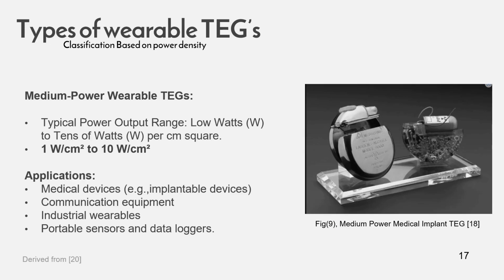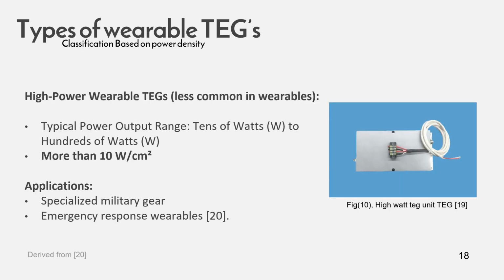And coming on to the next classification, medium power wearable TEGs. These are TEGs which are capable of producing energy in the range of 1 watt per centimeter square to 10 watt per centimeter square, and the applications are medical devices, for example implantable devices, communication equipment, industrial wearables, portable sensors, and data loggers. Coming on to the third classification, it's the high power wearable TEGs, and it's less common in wearables, as it's a more bulky device. These devices are capable of producing energy of more than 10 watt per centimeter square, and some of the applications are specialized military gear, emergency response wearables, etc.